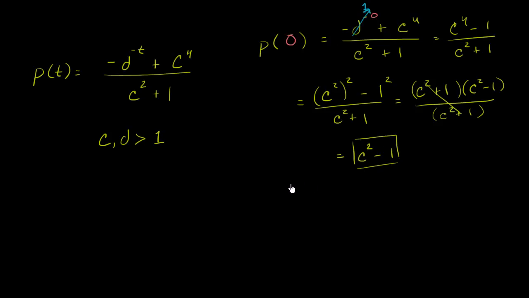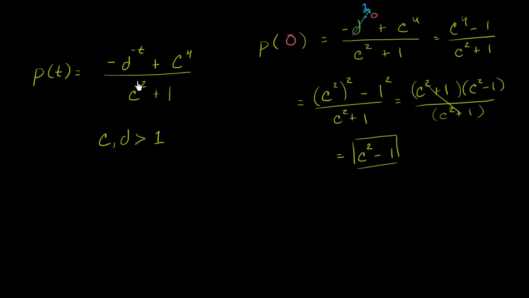Now the next question I'm going to ask you is, okay, we know that the initial position at time equals 0, the particle is going to be at c squared minus 1. But what happens after that? Does the position keep increasing? Does the position keep decreasing? Or does the position maybe increase and then decrease, or decrease and then increase and keep swapping around? So I encourage you to pause the video now and think about what happens to the position. Does it keep increasing? Does it keep decreasing? Or does it do something else?